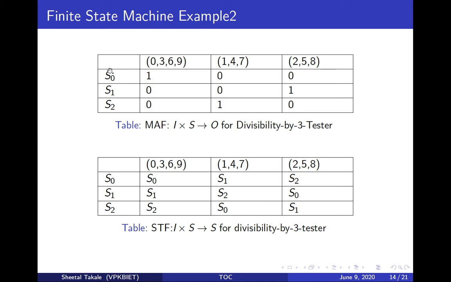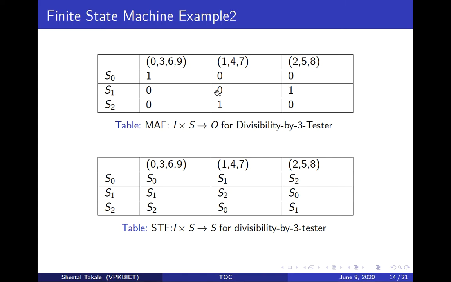When it is in the state S0, that means there is no previous remainder. When the input is 0, 3, 6 and 9, because these are straight away divisible by 3, the output will be 1. Here these are not divisible because there is a remainder: here the remainder is 1 and here the remainder is 2, so it results in 0. Now if we consider this, the remainder is 1. These numbers are divisible by 3, but there was already a remainder of 1, so the number will not be divisible, hence the output is 0.